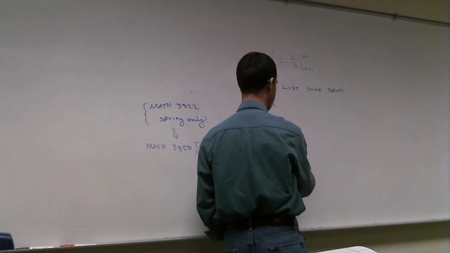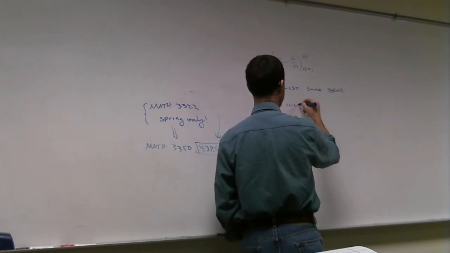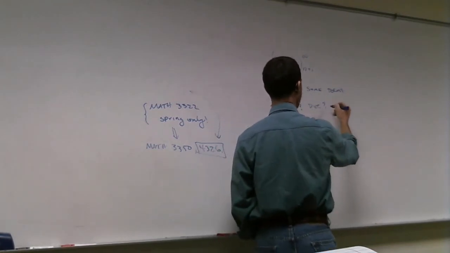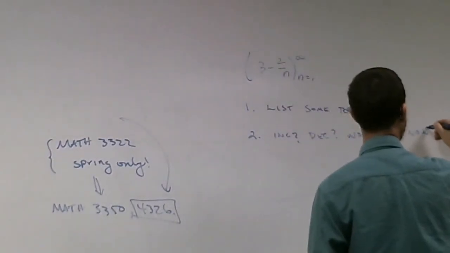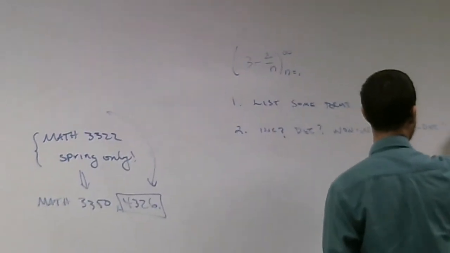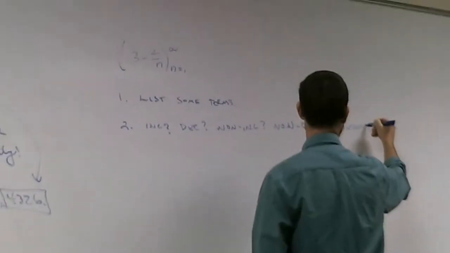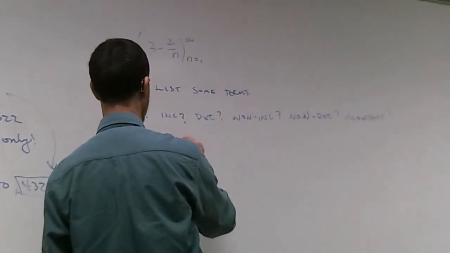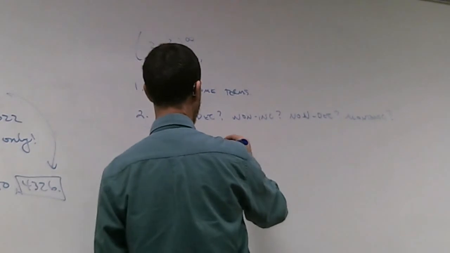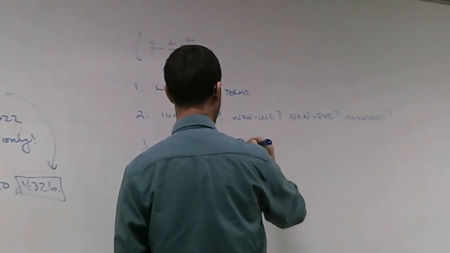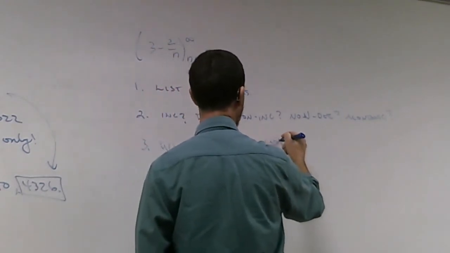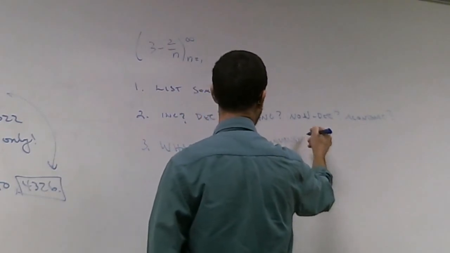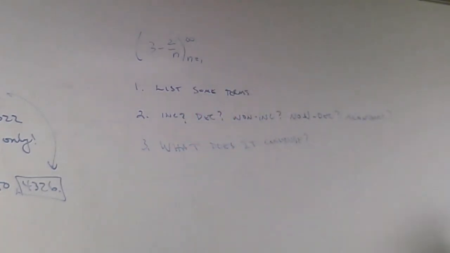2, increasing, decreasing, non-increasing, non-decreasing, monotonic, a bunch of words all for the same thing. 3, what does it converge to? We're actually going to prove what these things converge to in the not too distant future, but not this time.